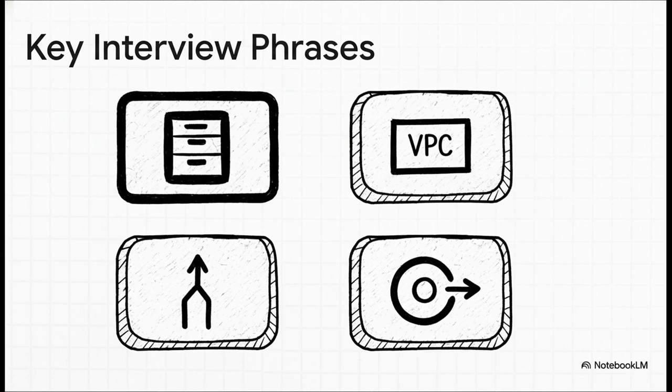Be able to explain that Split Horizon DNS allows for different answers for the same domain name. And of course, that golden rule: Route 53 always selects the most specific matching hosted zone. When you can say these things, it shows you don't just know the what, you know the why.